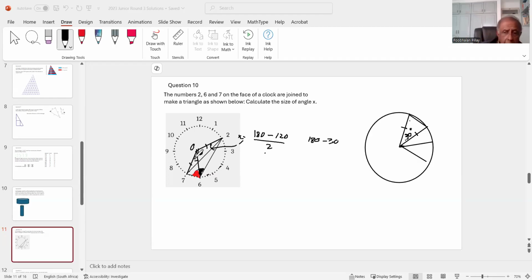This is 30 degrees. 180 minus 30 will give you the sum of these two angles. But these angles are equal because you've got an isosceles triangle. So each one of them is (180 minus 30) divided by 2. So x is actually equal to this calculation. It's a sum of two angles, right? One of them is this and the other is this. If you work this out, you'll get 105 degrees.